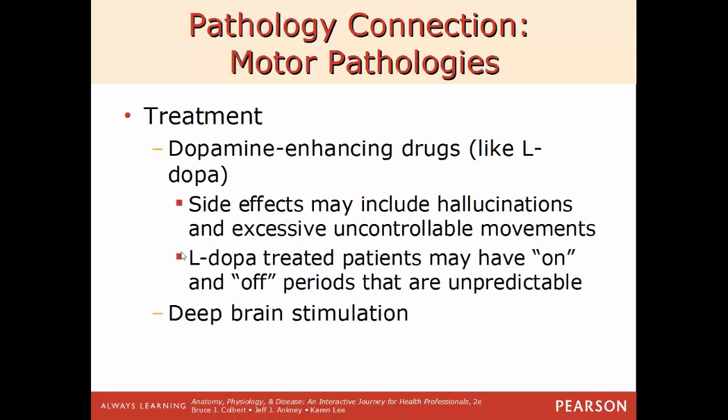Treatments for Parkinson's: dopamine-enhancing drugs like L-Dopa, for example. But side effects could include hallucinations, excessive uncontrollable movements. And patients that are treated with L-Dopa tend to have periods where they're on and off, but those periods are going to be unpredictable. So it may be working fine for a while, but then stop working for a while. And there's no way to control it, no way to predict that. Another method of treatment for Parkinson's is a deep brain stimulation.